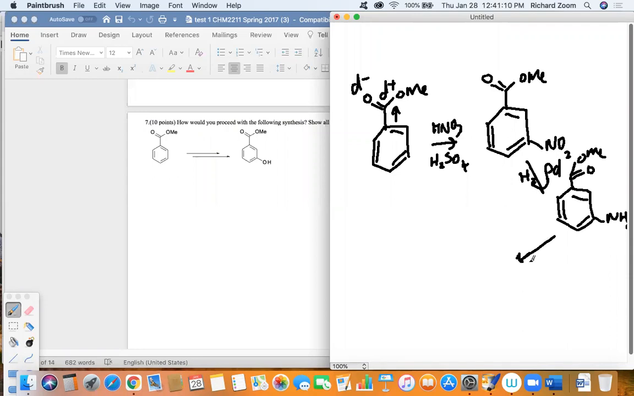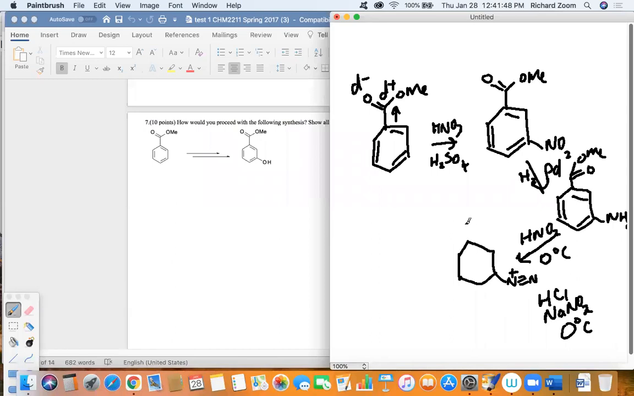And then you can do HNO2 and 0 degrees Celsius. Now, it could be HNO2 or it could be HCl and NaNO2 as well. I think on the slide I might even have HNO2 and HCl or something like that, but HCl and NaNO2 and 0 degrees Celsius might be another way you might see that expressed. And that will produce the diazonium salt, which has the N2 plus on it.